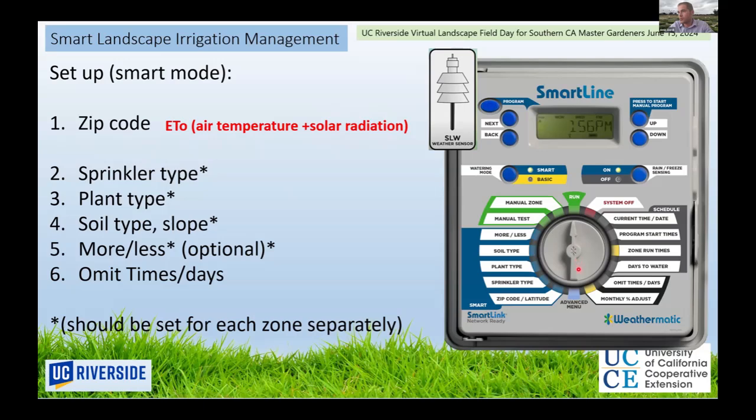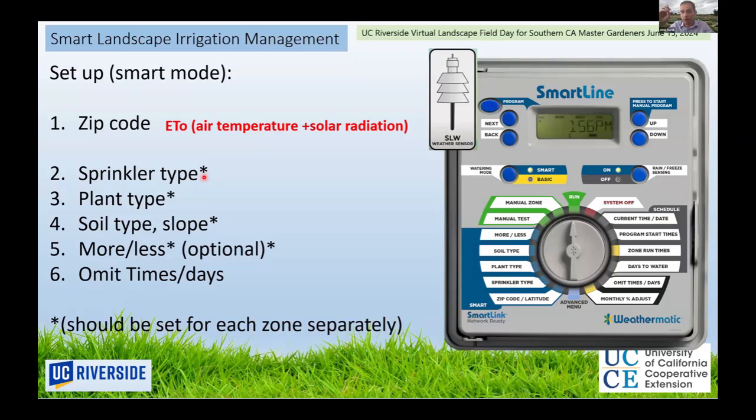Second, so where are we? Zip code, and then we go to sprinkler type. These are numbers 2 through 6 and 5. You should do it for each zone separately. So what type of sprinkler or irrigation system do you have? There are pre-programmed irrigation system types in the control that you can use.